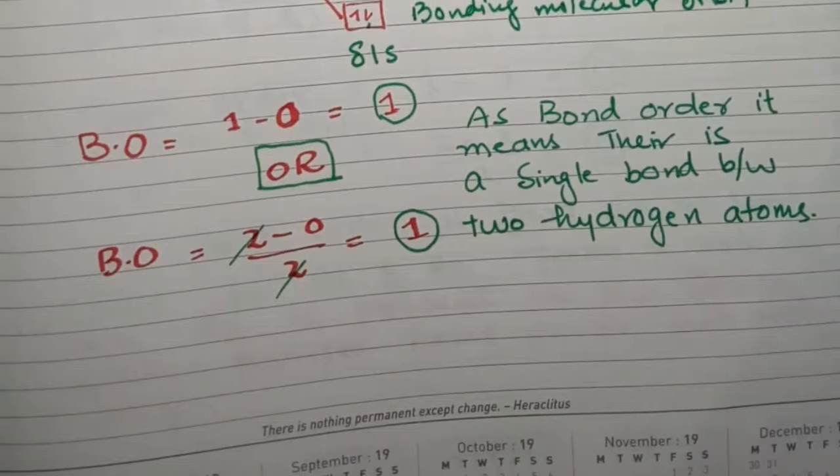Now there is another question: why can the He2 molecule not exist in nature? That is explained by molecular orbital theory. Once you draw the structure, you will come to know that in the case of helium, the bond order will be 0. Let's move towards helium. So how can the helium molecule not exist in nature?